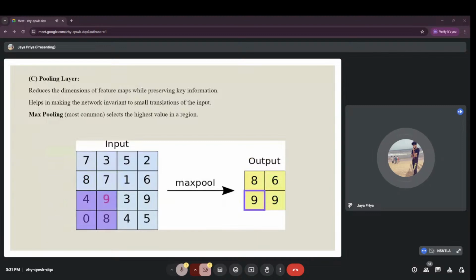Next, pooling layer. It reduces the dimension of the feature map while preserving key information, and helps in making the network invariant to small translations of the input. Max pooling selects the highest value in a region. See the example. The 4x4 image is divided into 2x2 regions highlighted in purple color. For each region, the maximum value is taken. For example, the first 2x2 matrix is 7, 3, 8, 7. The maximum value is 8.